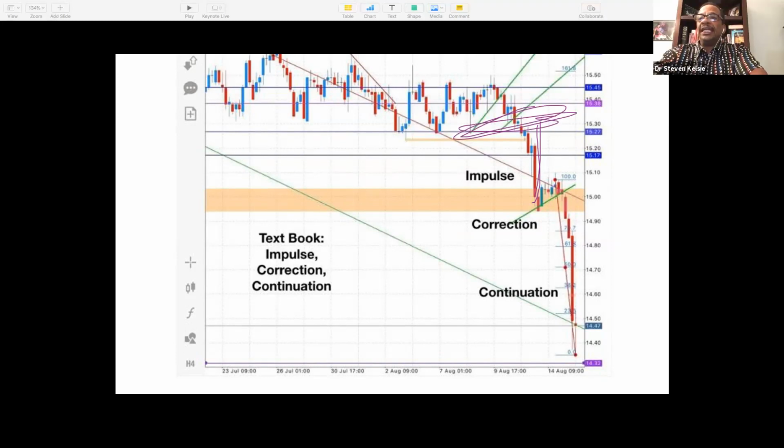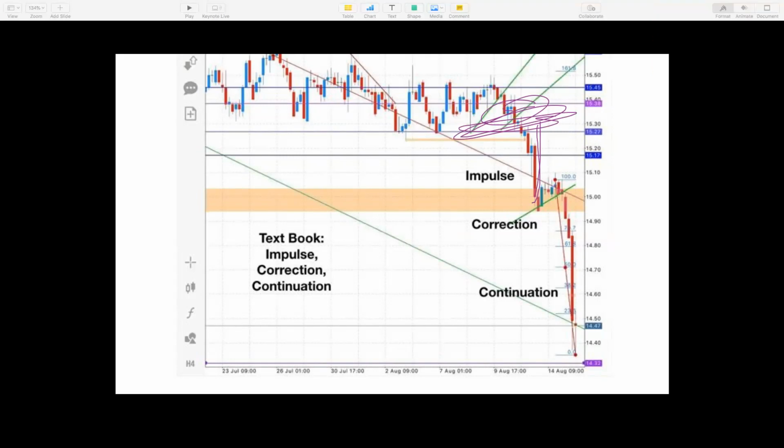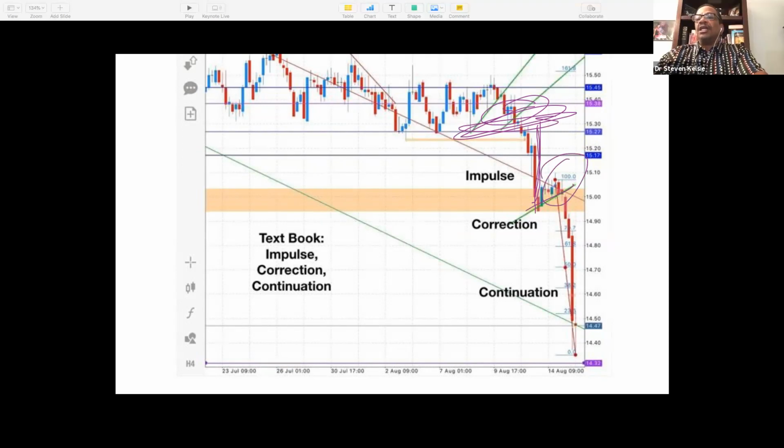So if you didn't get in somewhere up here, you wait to get in after the flag. Make sense? So you have your impulse. Where's the correction? The flag. Right there. This is your entry. Teach yourself to look for the flag after the impulse, because the flag confirms the same direction. As you can see, the continuation goes down.